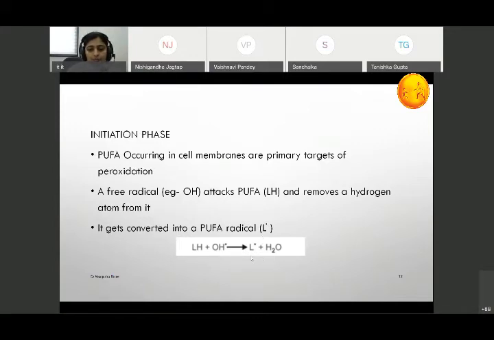So this PUFA radical will undergo further reaction and further peroxidation for the formation of another free radical, and the chain reaction will continue. In this initiation phase, only this PUFA radical is formed from a polyunsaturated fatty acid by removal of one hydrogen atom.